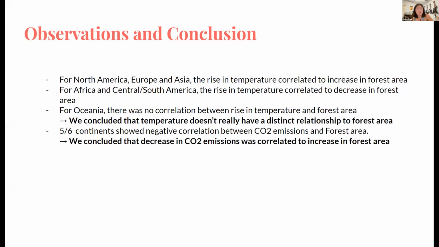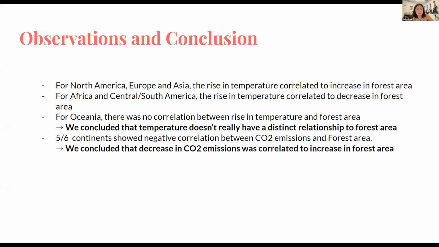From our analysis with continents, we found out that 5 out of 6 continents had a negative correlation between the CO2 emissions and forest area, meaning that the higher the CO2 emissions were, the worse the deforestation was. However, 3 out of 6 continents had a positive correlation between temperature rise and forest area. 2 out of 6 had a negative correlation, while 1 had no correlation at all. From this result, we were able to conclude that an increase in CO2 emissions led to severe deforestation, while temperature does not appear to have a significant correlation with deforestation.